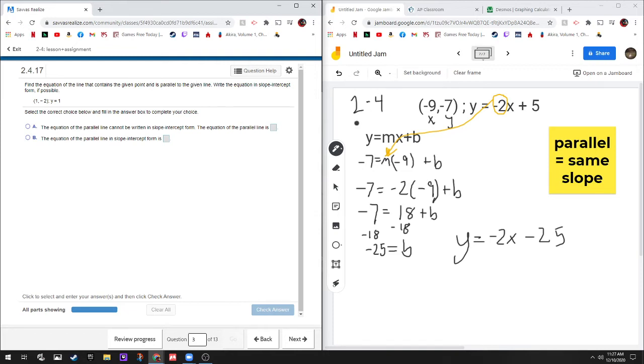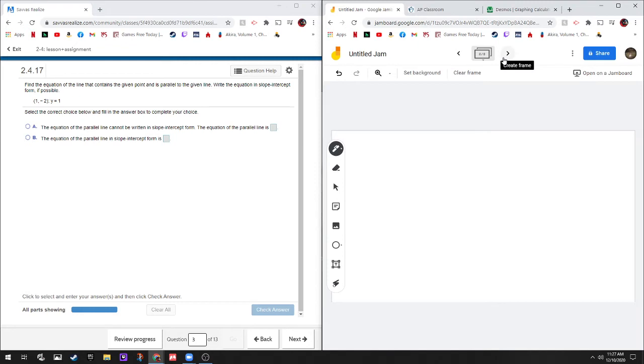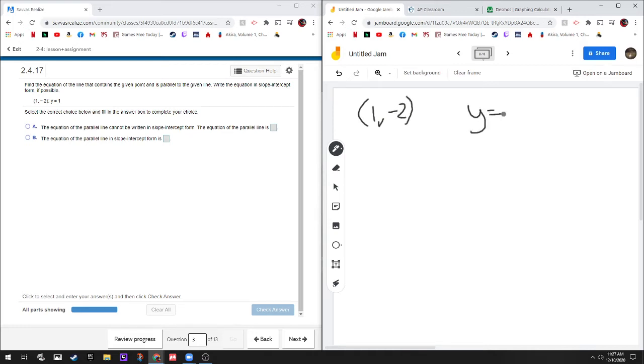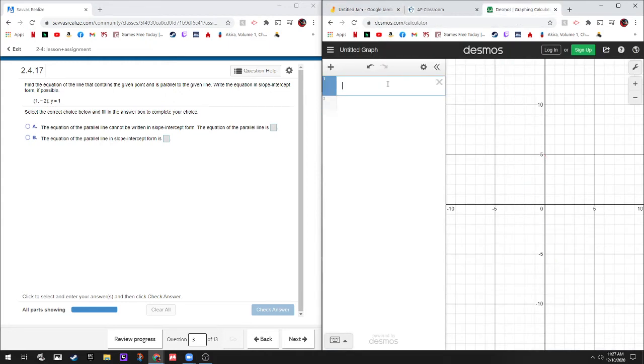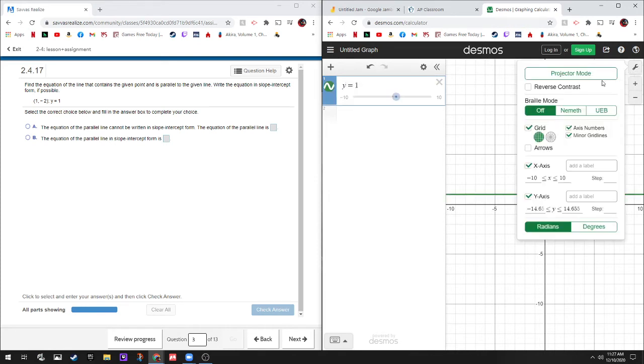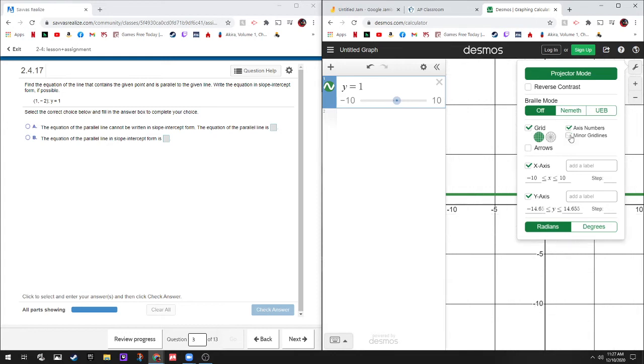Here's another one that's talking about parallel. There's a couple things in this one. This one has the point (1, -2), and it has the line y equals 1. Now, we haven't spent a lot of time talking about this together, so I wanted to make sure I included some of these today. Y equals 1. Let's see what that looks like, and then let's talk about why it looks like that. It might have happened too fast. You might have missed it because it was so fast.